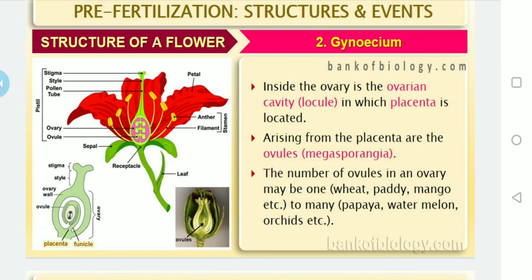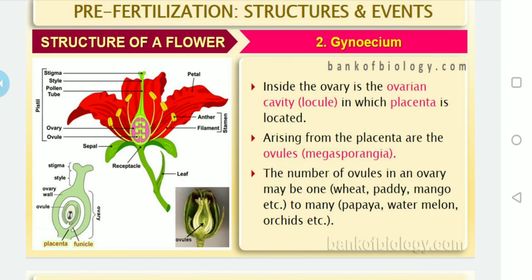So for the purpose of complete study, we will take a longitudinal section. As I said, each pistil has three parts: the stigma, style, and ovary. The stigma serves as a landing platform for the pollen grain, and the style is the elongated slender part beneath the stigma. Here the basal bulged part of the pistil is the ovary. You can observe neatly.